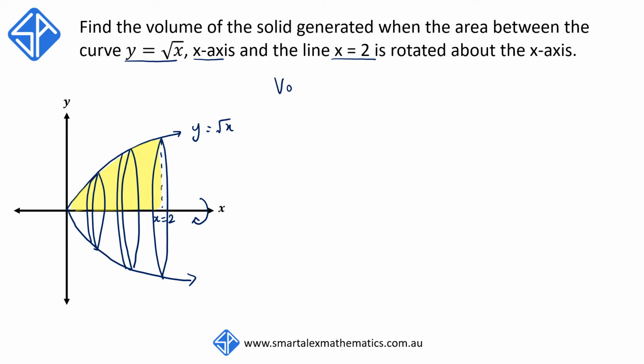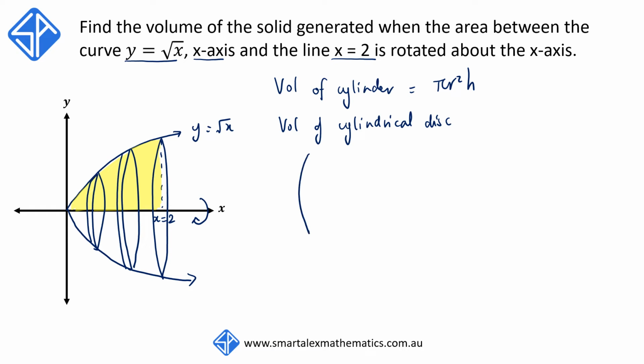Now recall that the volume of a cylinder is given by the formula pi r squared h. We're going to apply this formula to find the volume of one cylindrical disc. So for a cylindrical disc, instead of the radius r, we're going to replace it with y, because the radius of each cylindrical disc is going to be given by the y value of the function corresponding to a given value of x.